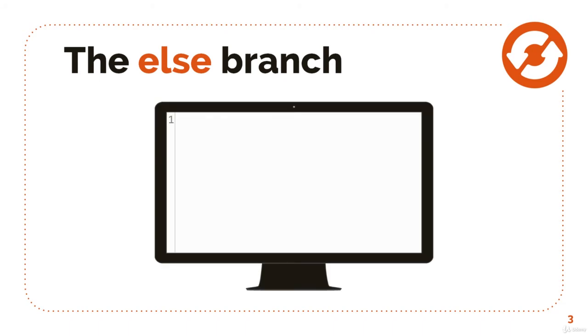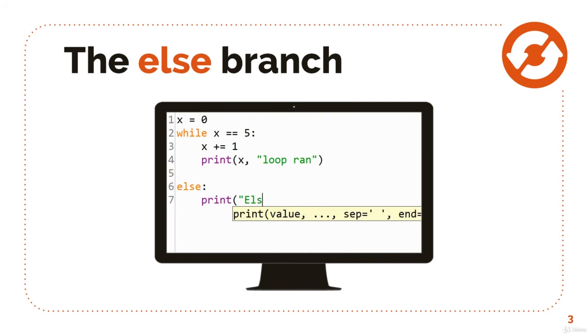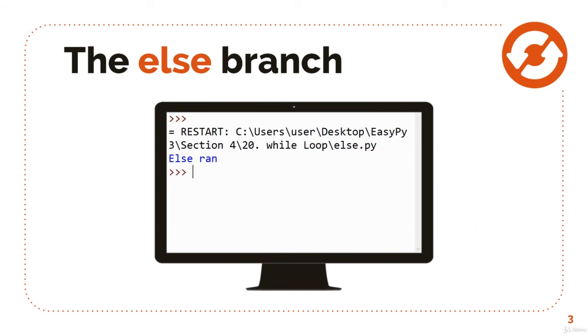Say we have a variable called x and 0 is assigned to it. And we say while x is equal to 5, we go ahead and update x to x plus 1. And we print loop ran. And we use the else statement to print else ran. If I run that, we should get else ran as an output because x is not equal to 5. Okay, so that works as normal.